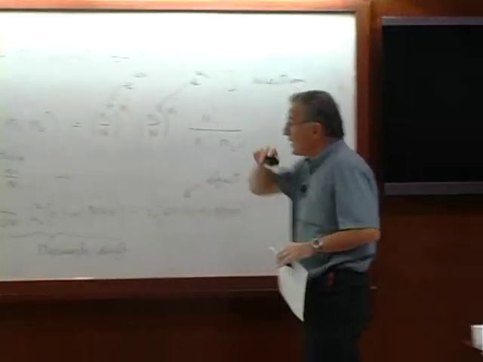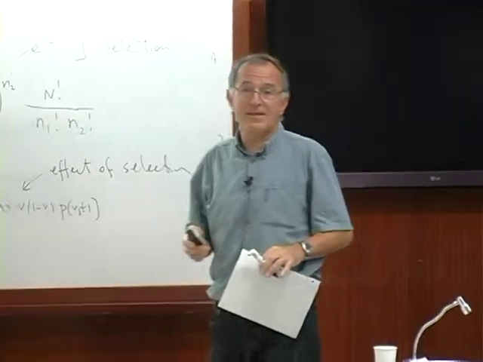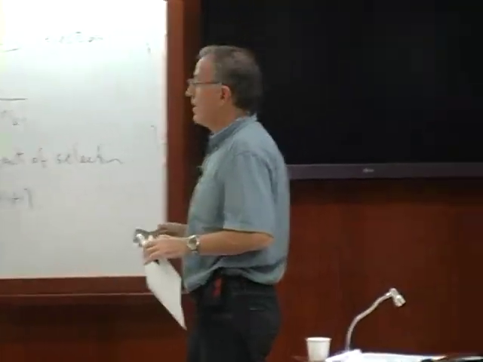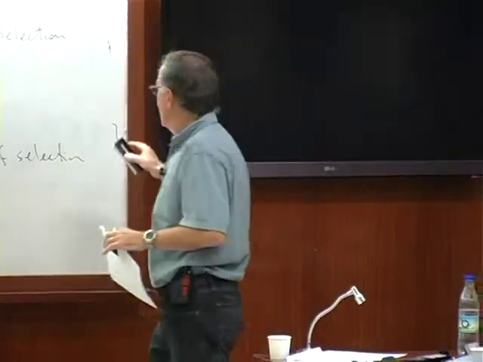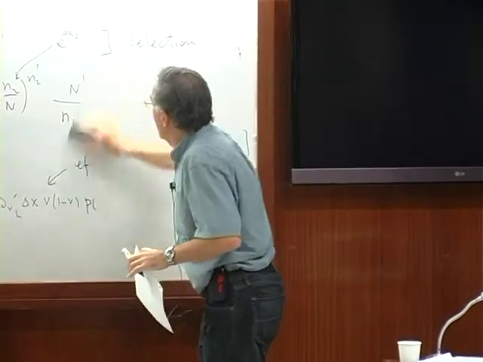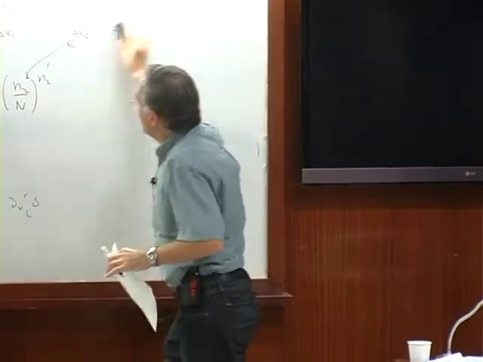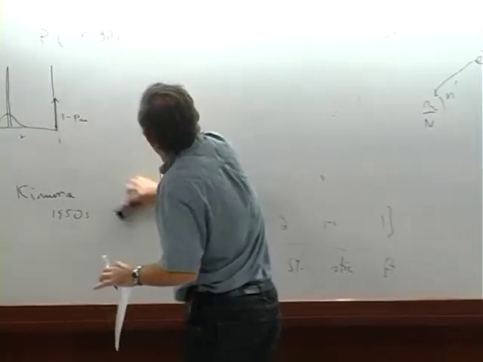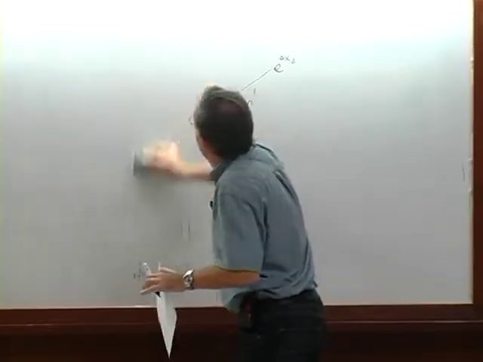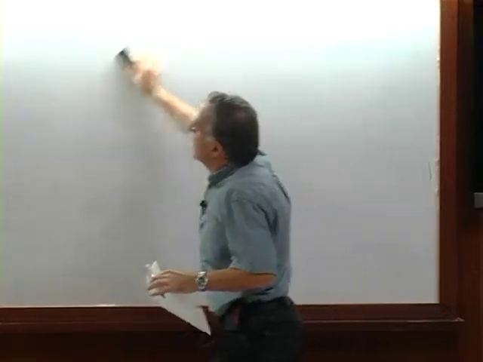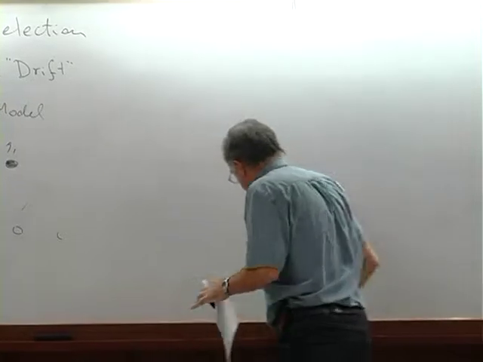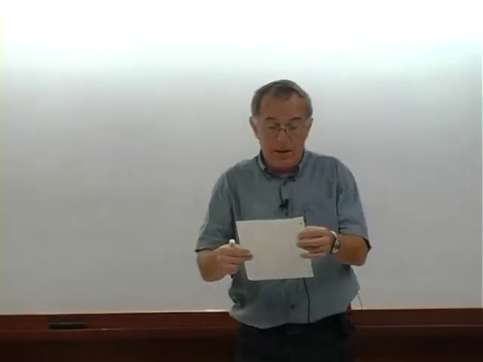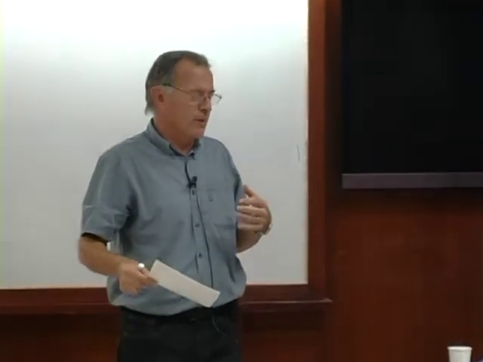So that's what you find in the textbooks, but it turns out to be not the most useful way of making progress. So it's more useful to think about the stochastic process and genetic drift as a stochastic branching or birth-death process.